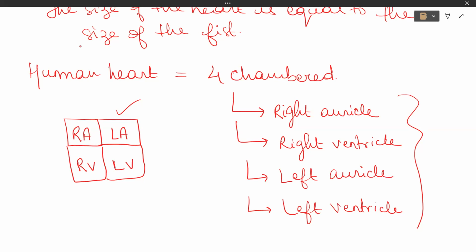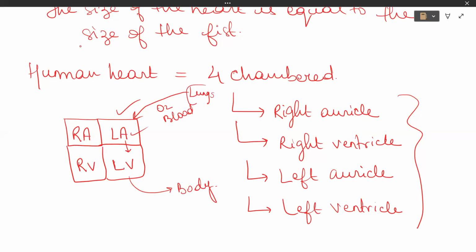Now, oxygen-rich blood comes from the lungs to the upper chamber of the heart, which is the left auricle. So if this is the lungs, from the lungs, oxygen-rich blood would come to the left auricle of the heart, and then from the left auricle, it would move into the left ventricle. When the left auricle would contract, it would exert pressure. So the blood from the left auricle will move into the left ventricle, and when the left ventricle would contract, then the oxygenated blood will be given to the whole body. Understood? Is this pathway clear to you?